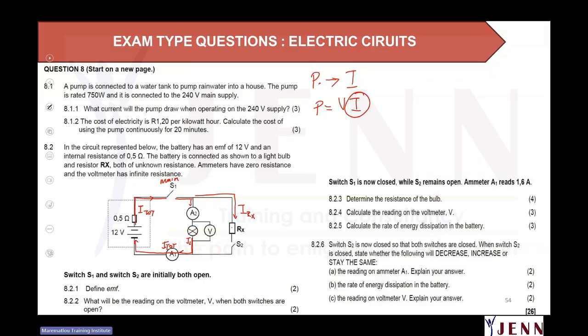Okay, they said the cost of electricity is 1 rand per kilowatt per hour. Calculate the cost of using the pump continuously for 20 minutes.